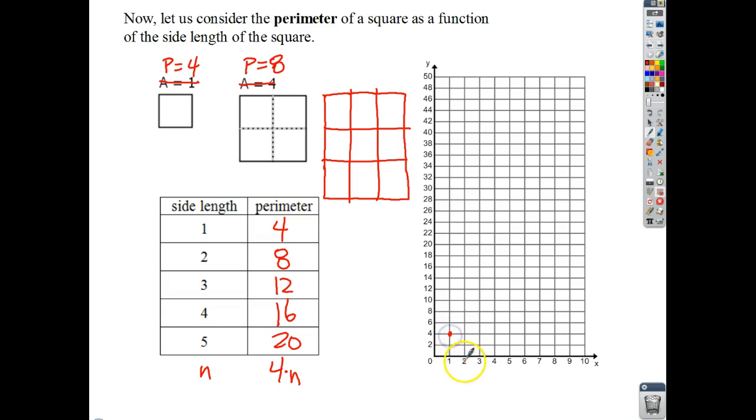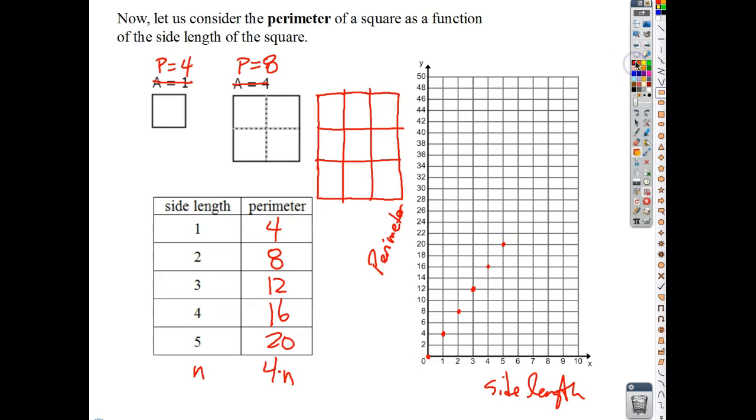Okay, and if I were to graph this, I would go 1, right? 1 is 4 and 2 is 8. Oops, I should write in here this is perimeter. Okay, and this is side length. Okay, so 1 is 4, 2 is 8, 3 was 12, 4 is 16, 5 is 20, and on and on and on. If I have 0, I'd have 0 there.